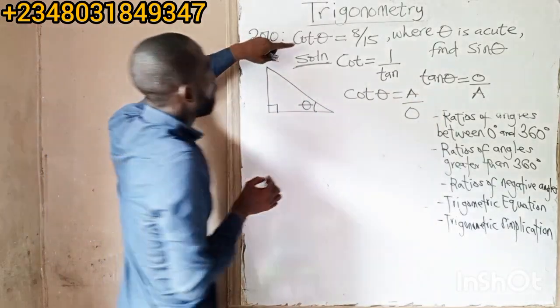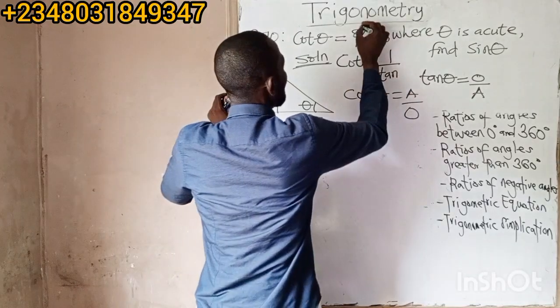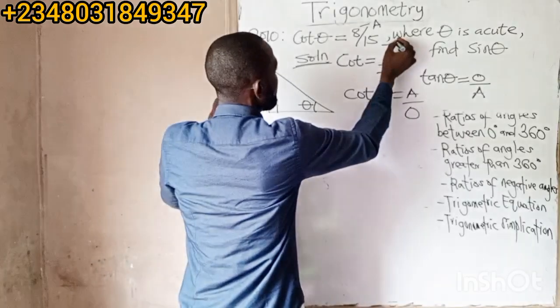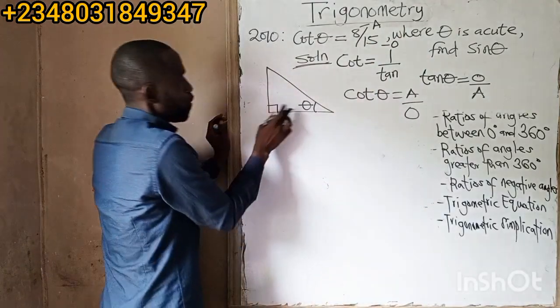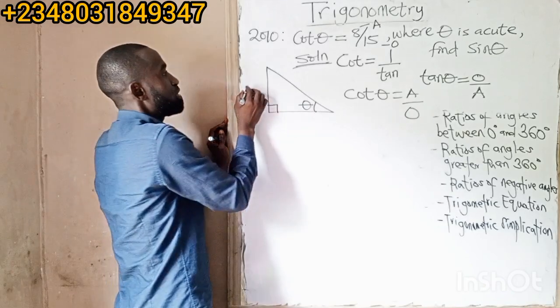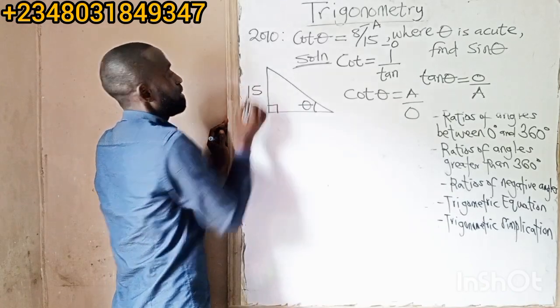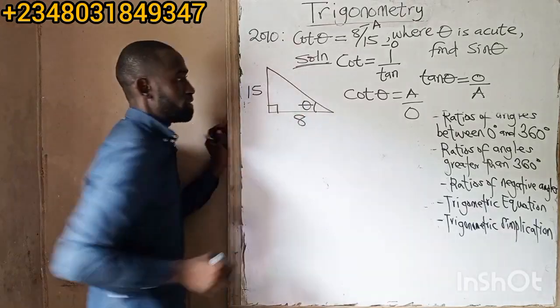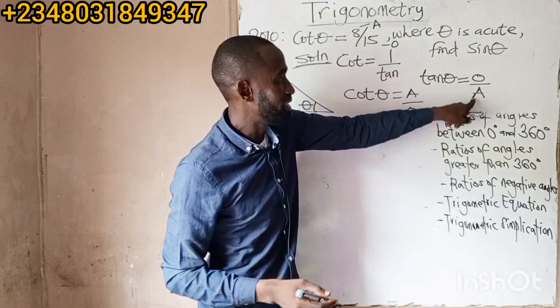So it means our 8 is adjacent. Then 15 is what now? Opposite. Where is the opposite side? The side that faces the given angle. This will be 15. And where is the adjacent? This will be 8. Tan is opposite all over adjacent.